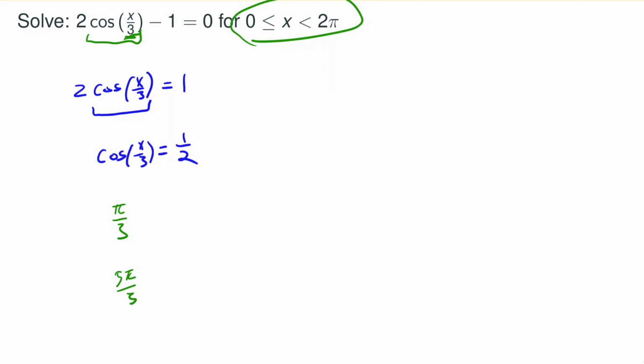Okay. So that means that this entire thing, x over 3, must be pi over 3. The entire thing, x over 3, must be 5 pi over 3. But we're solving for x. So if you want to solve for x here, just multiply 3 to both sides, which gives us x equals pi. And we multiply also 3 here. x equals 5 pi.